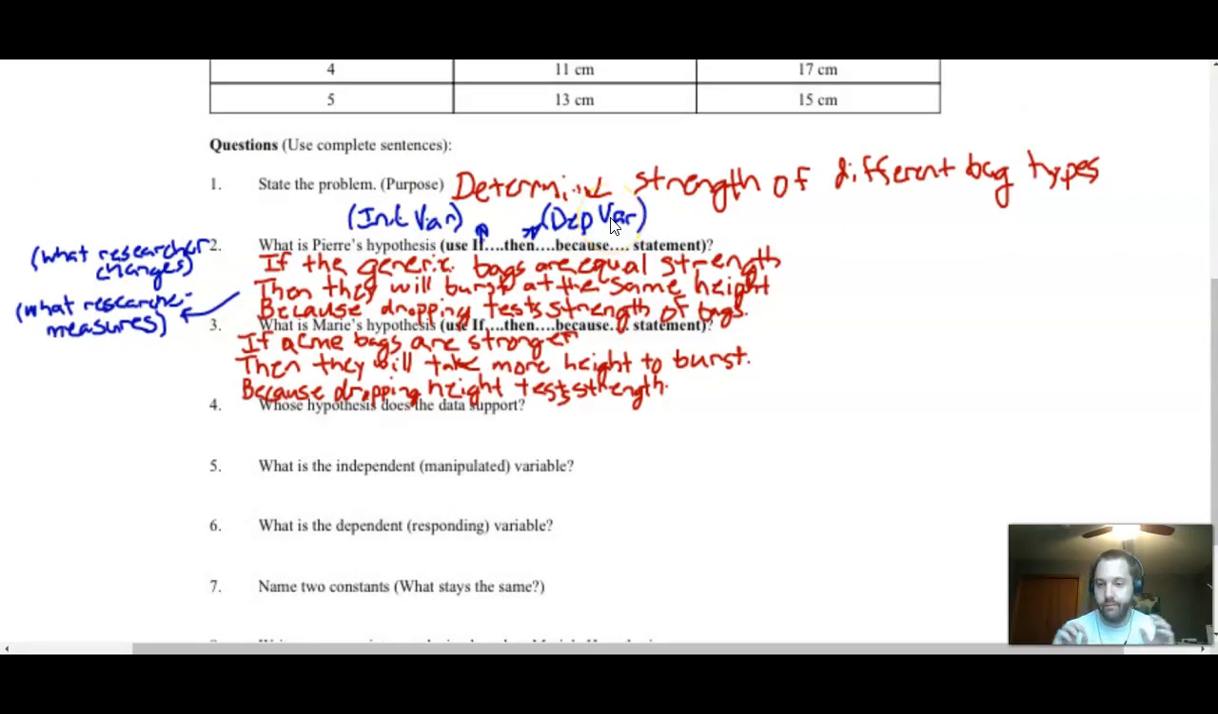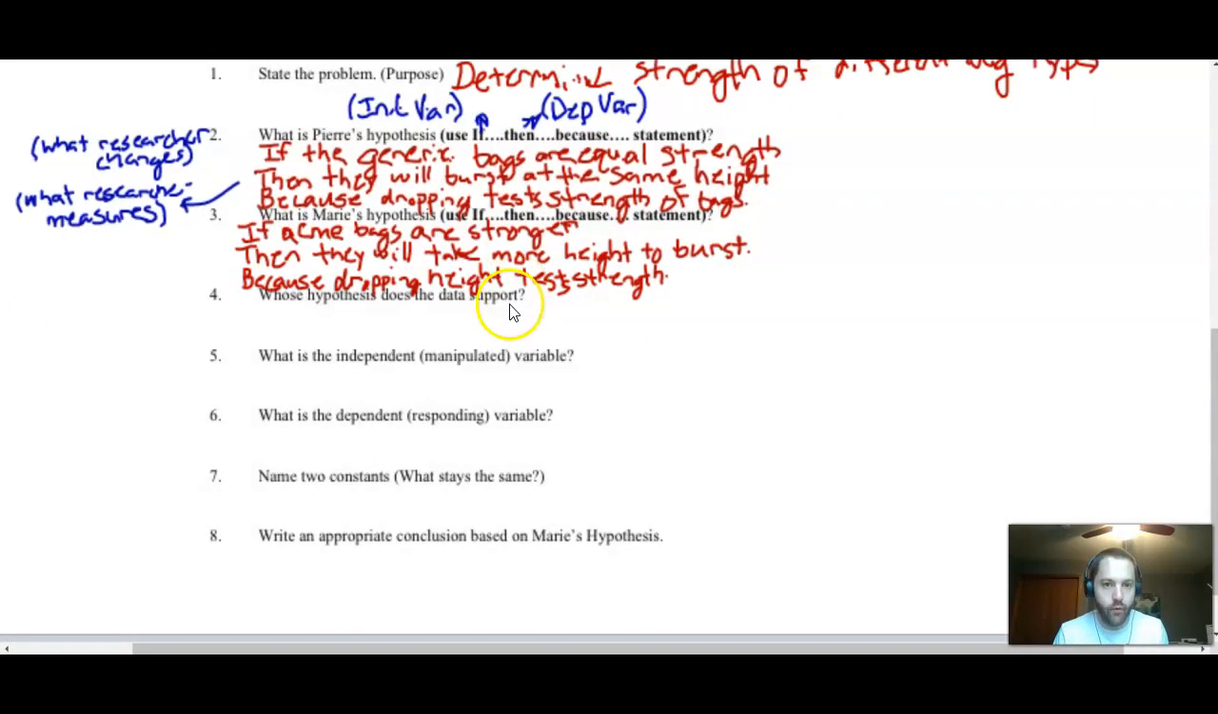Stuff has to be done 100 times. It has to be peer reviewed. It has to be done over and over and over. So in this class, unfortunately, you're never going to prove anything. You can have your data supported. So whose hypothesis does the data support? It is going to support Marie's hypothesis in this case, that the Acme bags are stronger.